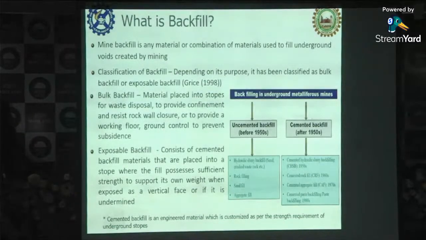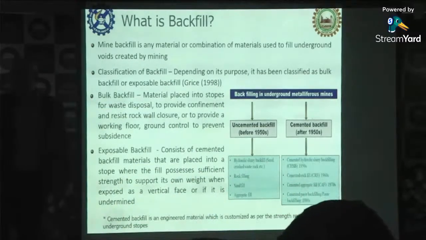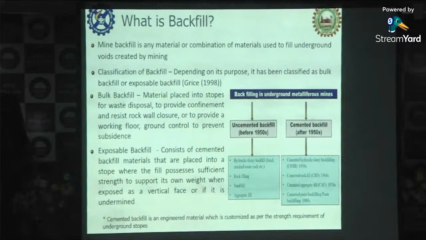My presentation will be divided into three parts. First, I will be focusing on different types of backfilling, which is the practice in underground metal mines. Then I will be focusing on the two types of backfill, that is the paste fill and the hydrofill. And then I will be going towards the different kinds of studies which have been carried out in our laboratory to characterize the material for backfilling purposes. So this is the brief layout of my presentation.